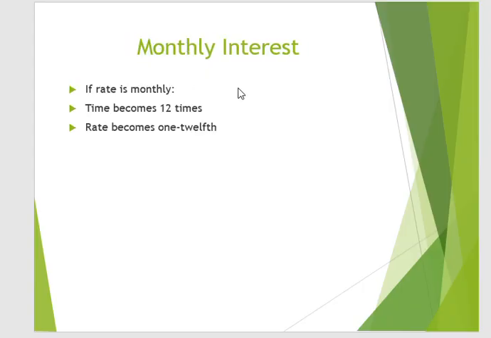If it is mentioned monthly interest, so rate is monthly, what will time become? Because every month interest is taken and there are 12 months in a year, time becomes 12 times and rate becomes 1/12. I hope it is clear to all.